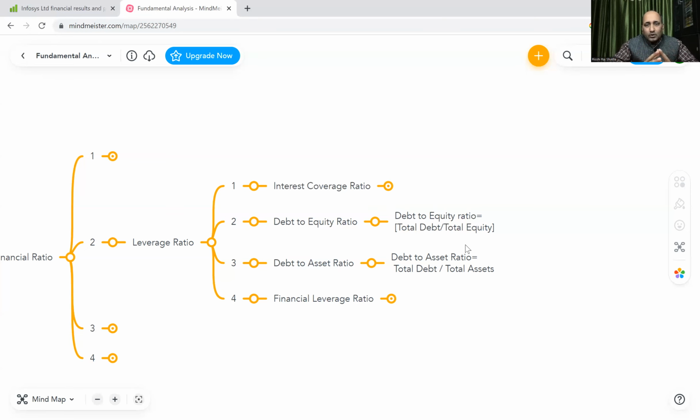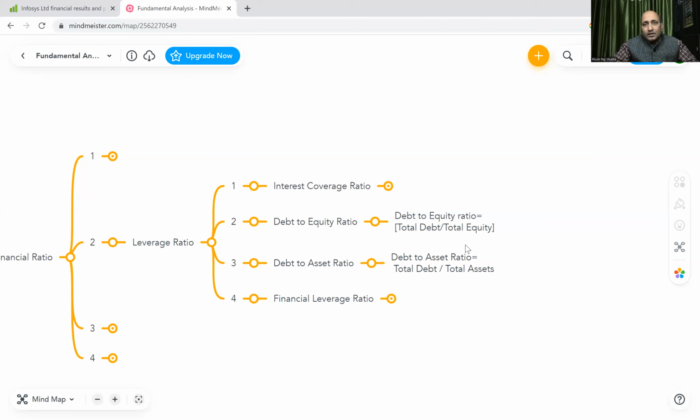And again, we should see whether debt is constant, which is okay, or it is increasing year by year, or it is in a declining trend. And with respect to competitors, how the debt to asset ratio is for this company. So here also we will see all three parts. Then the last part is financial leverage ratio.